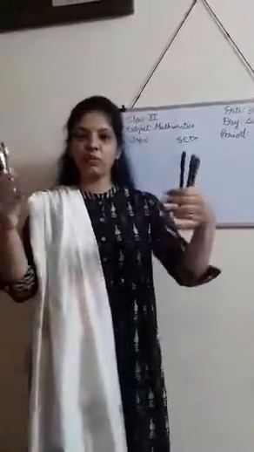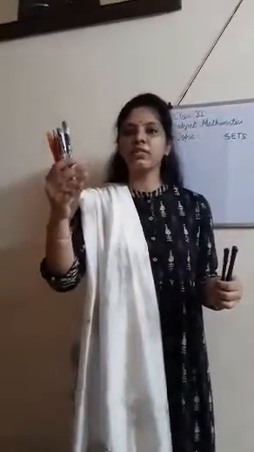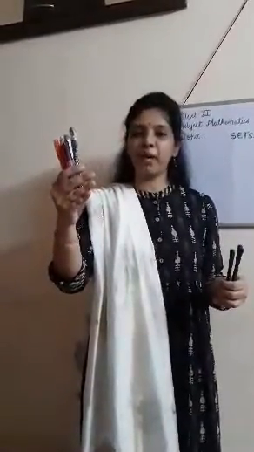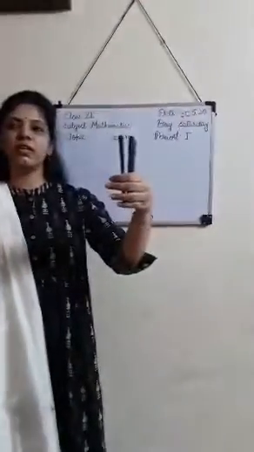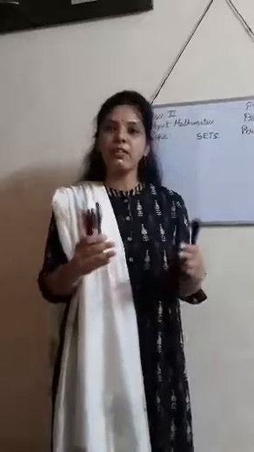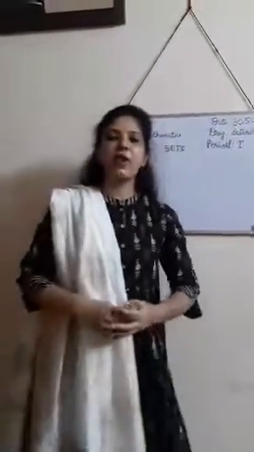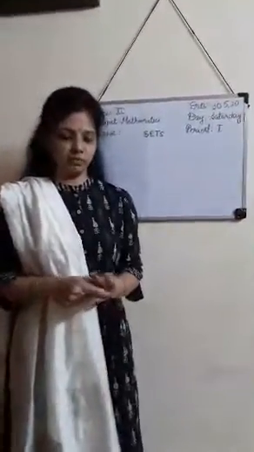Now I have 2 collections here. This collection is not well defined, but this collection is a well defined collection. We call the first just a collection of pens and we call the second a set. So you got the difference between a set and a collection of objects? Okay. Now let's define the set.